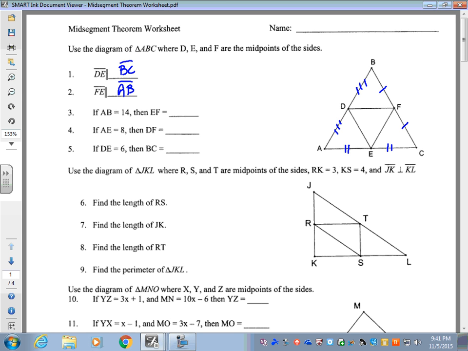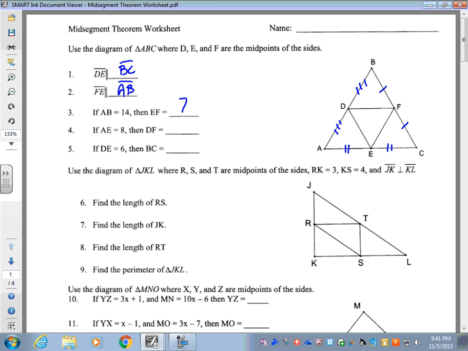Now, the midsegment is half the distance of its parallel side, or if I double the midsegment, it equals the length of the parallel side. So if I know that AB is 14, EF, the midsegment, would be half of that. So we should see that EF is 7.